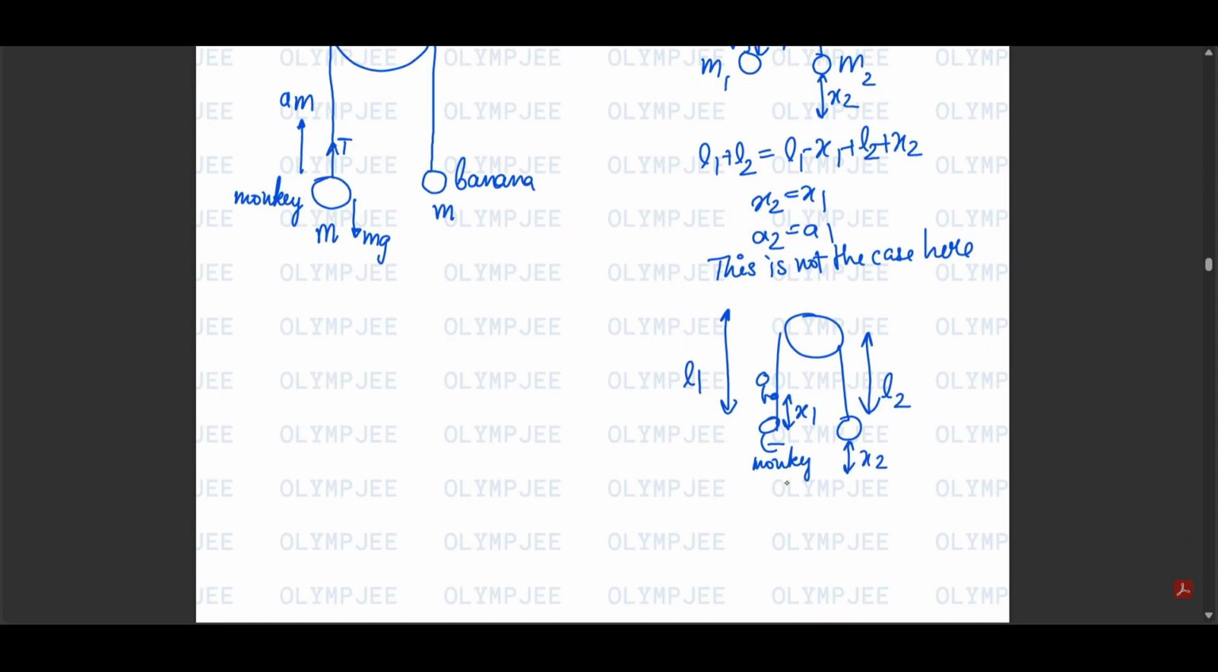Then we cannot say that L1 plus L2 is equal to some relation, right? Because this length is getting wasted. The monkey is moving upwards, so this is now the length which we have to consider. So no relation can be obtained, because the monkey is not at the end point of the rope now. It has moved upwards to this point, and this is the new end point of the rope.